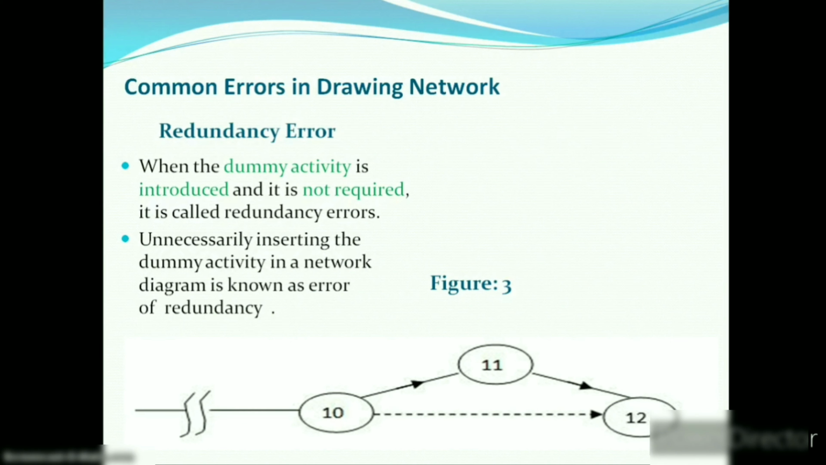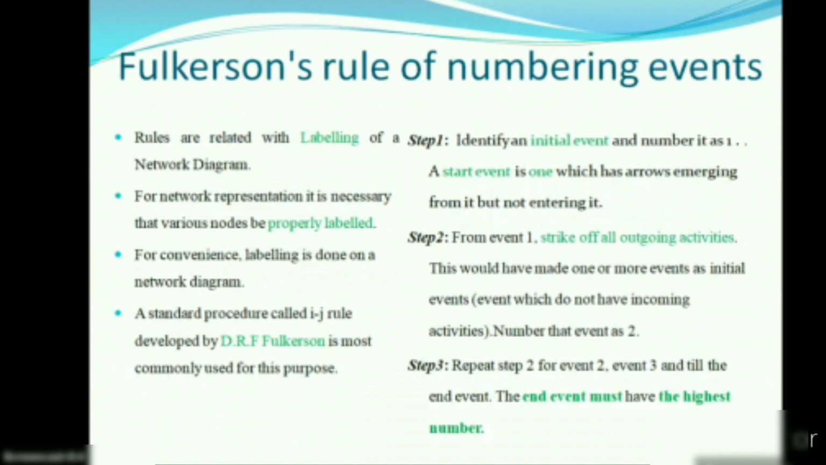Now I am going to discuss Fulkerson's rule. Fulkerson's rule tells us about the leveling of a network diagram. It was introduced by D.R. Fulkerson. According to this rule, a few aspects should be kept in mind while allotting numbers in a network. First, recognize event 1 as the initial event. Then allocate the numbers one by one in the circles. Numbers must be in sequence, which means in ascending order like 1, 2, 3 and so on. The end event must have the highest number.